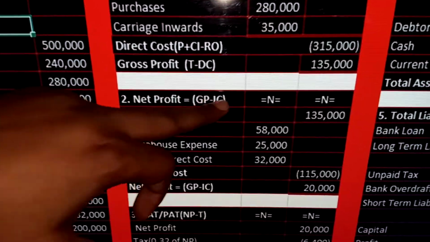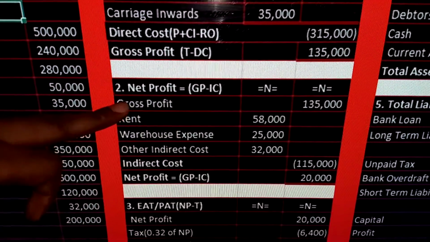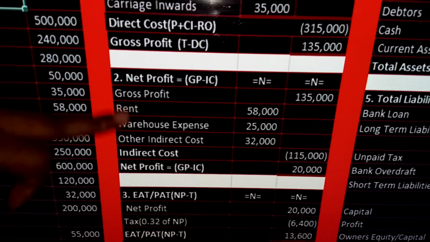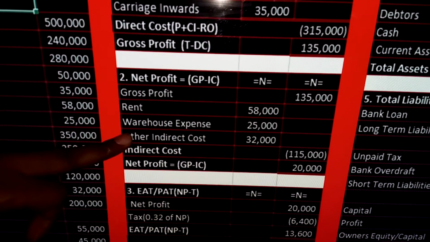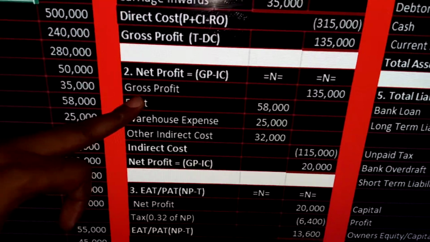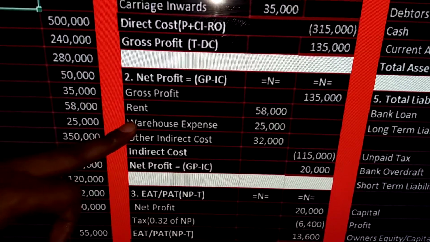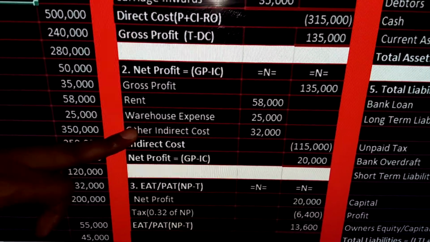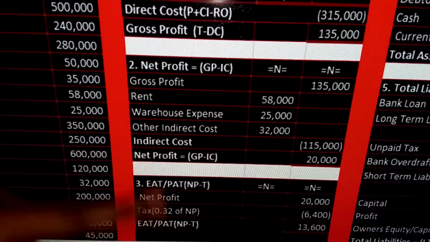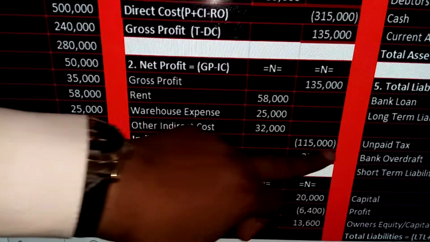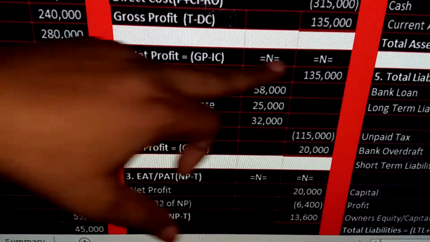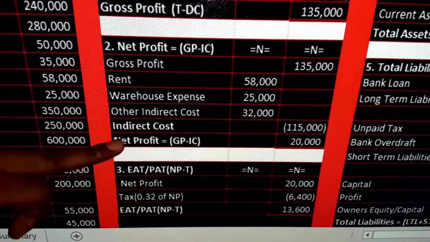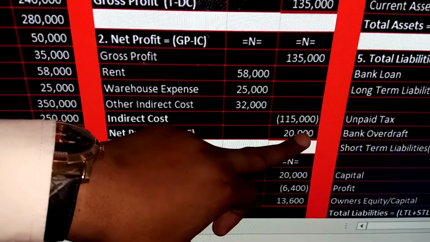So basically, our net profit is gross profit minus indirect cost. We already know our gross profit, which is 135,000. We bring it here. So what are the indirect costs? Rent, warehousing, and other indirect expense. Rent is 58,000. Warehousing is 25,000. Other indirect cost is 32,000. So if you add all together, our total indirect cost is 115,000. So 135,000 gross profit minus 115,000 indirect cost gives you a net profit of 20,000.